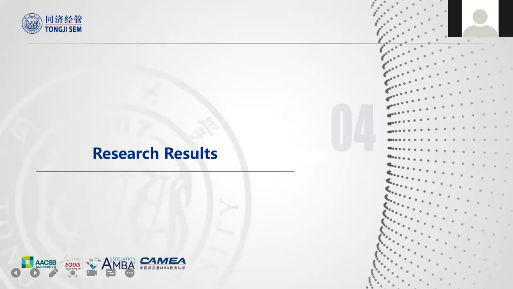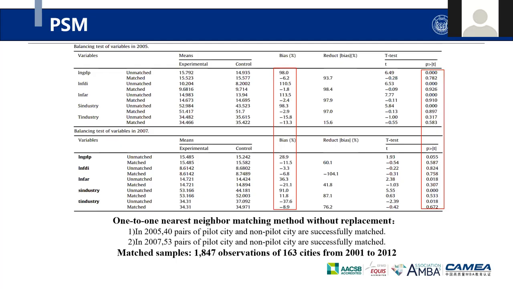Then we can see the result of PSM. Since there are 2 batches of CE pilot cities, we need to conduct PSM twice. For the first batch of pilot cities in 2005, 40 pairs of pilot city and non-pilot city are successfully matched. In 2007, 53 pairs are successfully matched. The final matched samples include 1,847 observations of 163 cities. The result of the balancing test indicates a good quality of matched data.